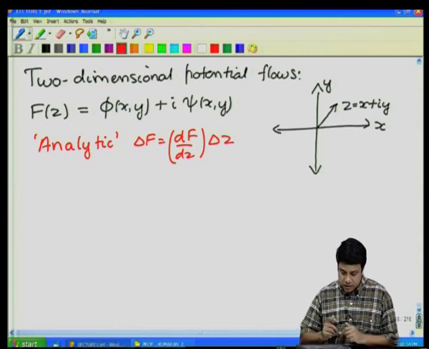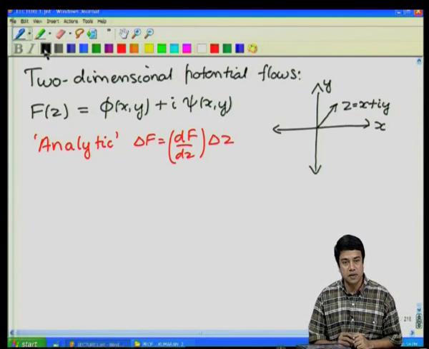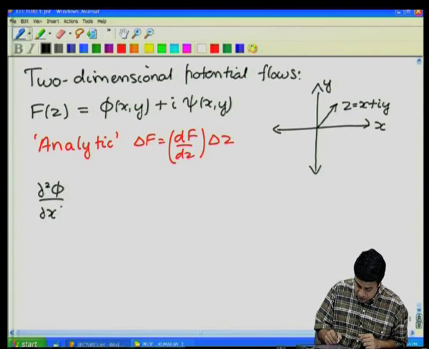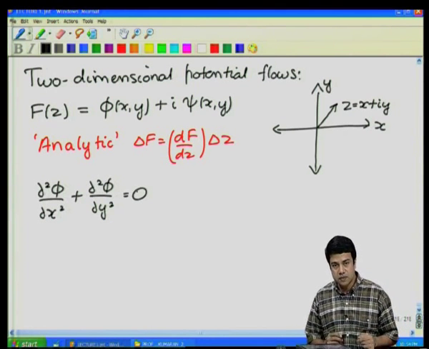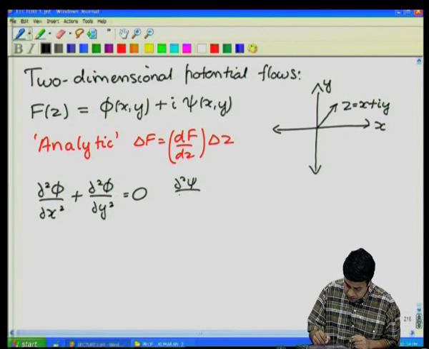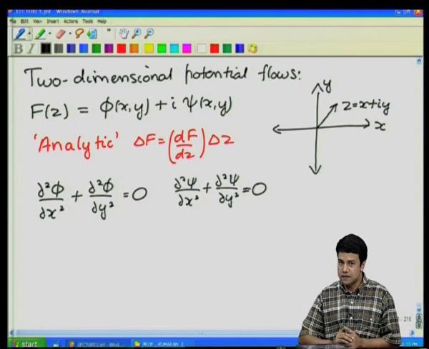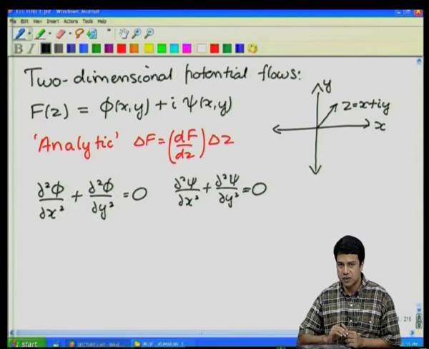So, if this is true, then it can be shown that both the real and imaginary parts satisfy the Laplace equation, that is, partial square phi by partial x square plus partial square phi by partial y square is equal to 0, and similarly for psi. Since phi satisfies the Laplace equation, we can without loss of generality consider this real part phi as the potential for a potential flow, because for a potential flow we require that phi has to satisfy the Laplace equation.